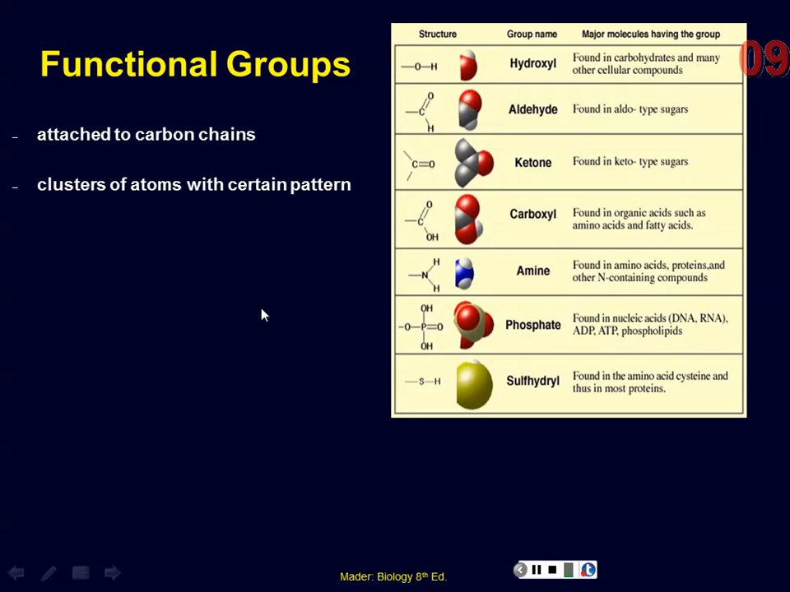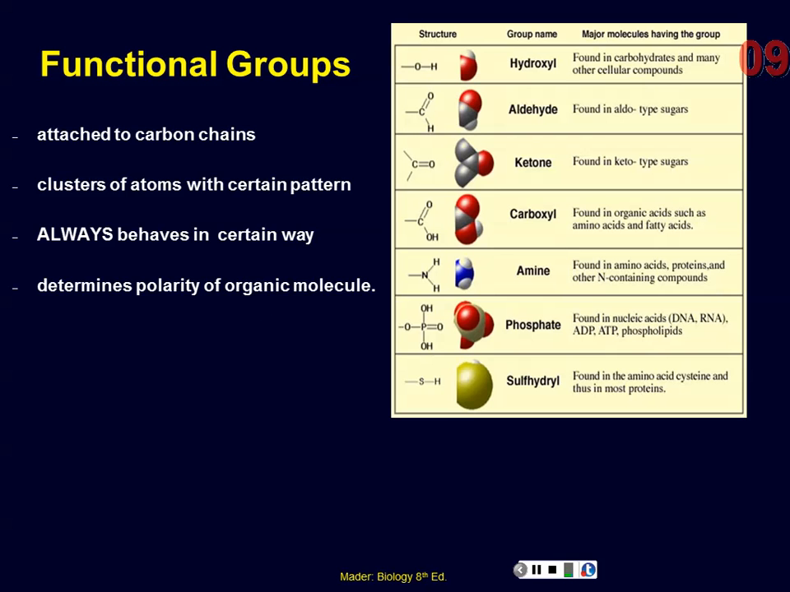And this cluster of atoms has properties that it takes with it. It always behaves in a certain way. Whatever the properties of that functional group, it takes those properties with it. And it can actually change the polarity of these hydrocarbon chains, these organic molecules. So a functional group is something we find attached to carbon chains, and it's the same atoms that hang out together, and they always act the same way.